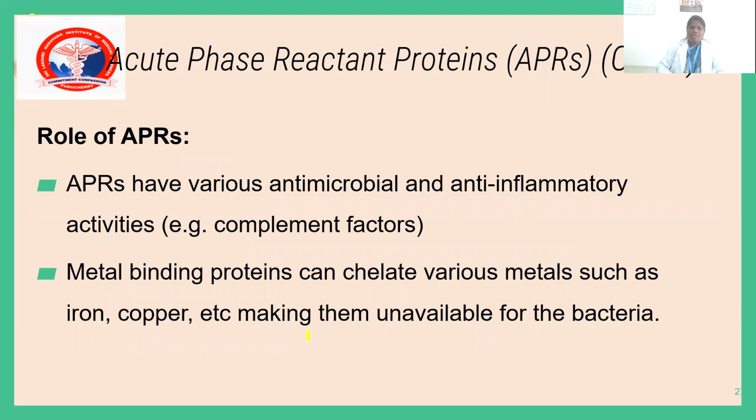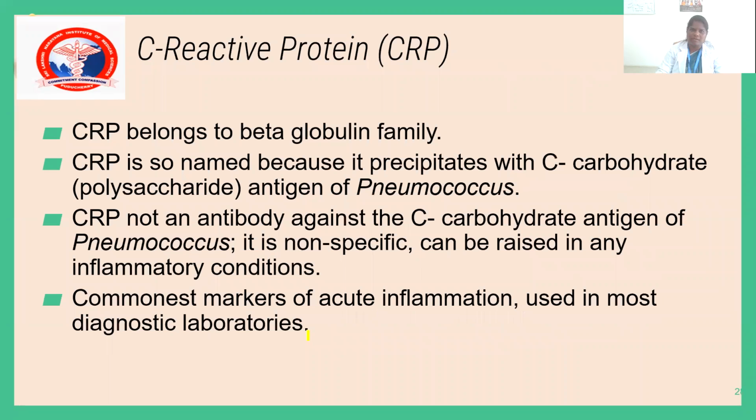So what is the role? Why are we checking whether it is increased or decreased? What is the purpose? There are various antimicrobial and anti-inflammatory activities. For example, metal binding protein can chelate various metals such as iron, copper, etc., making them unavailable for the bacteria. That is why we are checking this. So if there is any change in this pattern, we can think about some abnormality there.